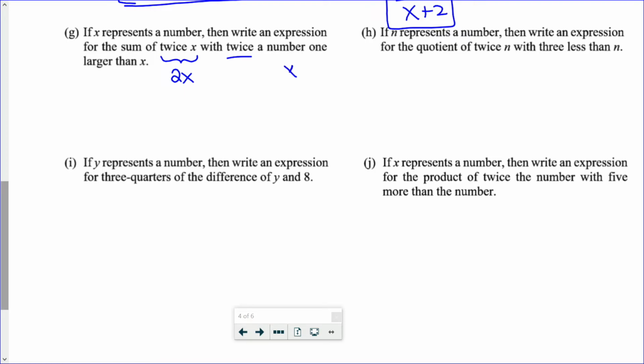with twice a number 1 larger than x. Well, the number 1 larger than x is x plus 1, and twice that is going to be 2 times that. So I want the sum of those two things. So that's going to be 2x plus 2 times x plus 1.